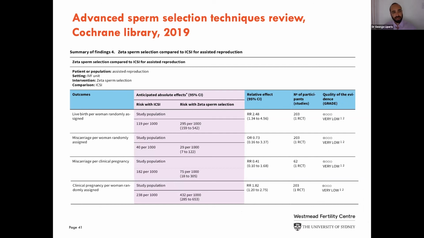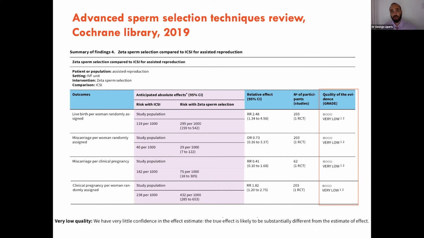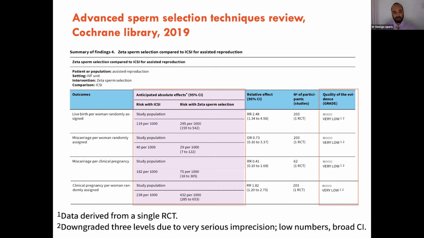This is an interesting outcome. When they compared zeta sperm selection against ICSI, there was a slight increase in clinical pregnancies using the zeta method, but once again, we have to be very cautious when interpreting these results, as the data are derived from a single randomized controlled trial. And once again, there were very serious imprecisions, low numbers, and a broad CI.